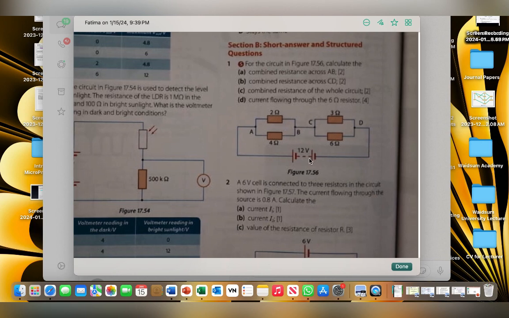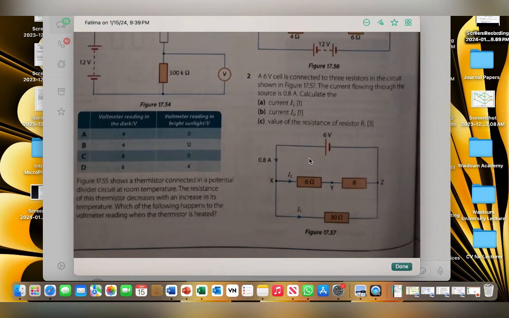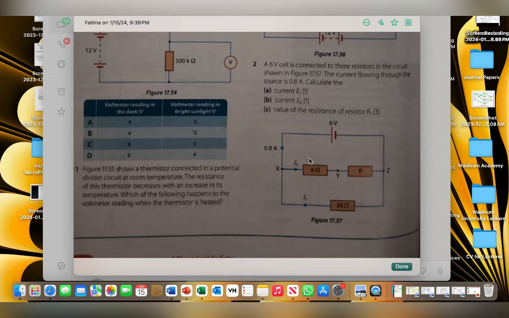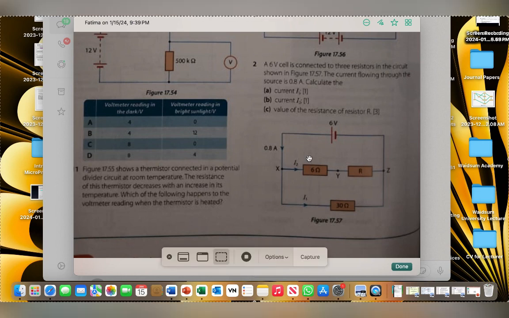So this is what you're going to do. You're going to solve all these questions as it were. So with this, we come to the end of our application questions for resistance.